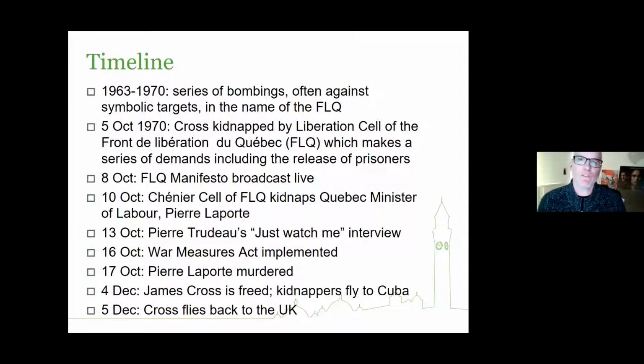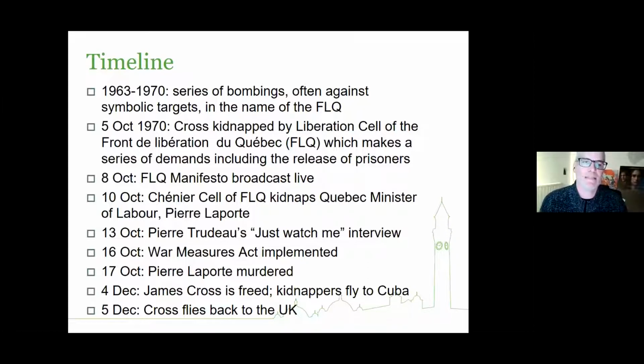On the 13th of October, Pierre Trudeau is interviewed outside of the Parliament buildings in Ottawa and is asked about the soldiers in the streets, and this is the famous back and forth. You can watch it on YouTube, where Trudeau describes critics of the soldiers as bleeding hearts, and they can go on and bleed. And the reporter asks him, "How far are you willing to go?" And Trudeau says, "Just watch me."